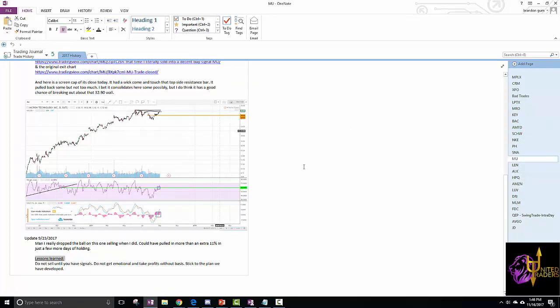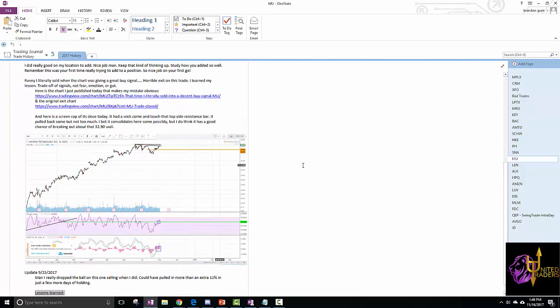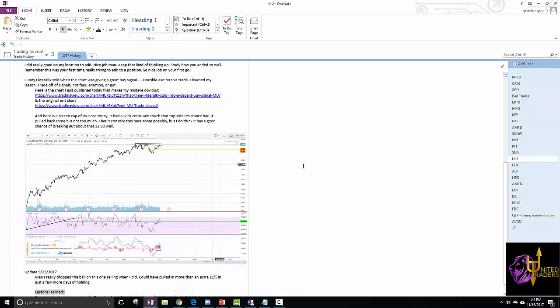Here is a trade I got in. I did a quick 6-7% on it. I was really happy at the time, but then this thing ran 40% after I had sold it. So here's an opportunity for me to record my emotions, record what I was thinking at the time, and learn from my mistakes.